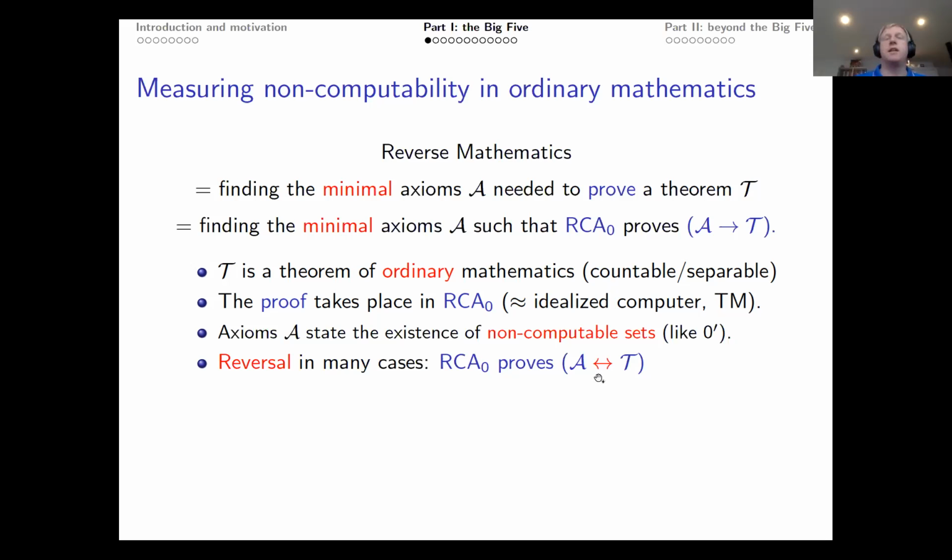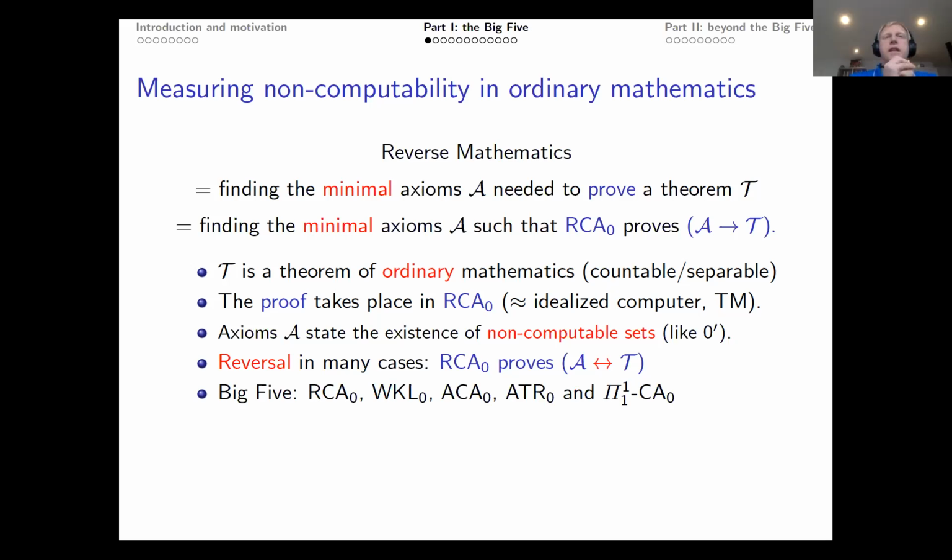And we will see many examples of this, but this is why I say reverse math is about measuring non-computability. It could be provable in RCA0, or we need extra axioms saying that non-computable things exist, like the halting problem. And then we have a precise measurement of how much non-computability we need.